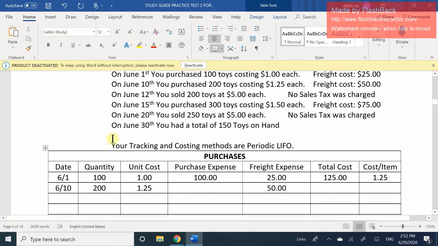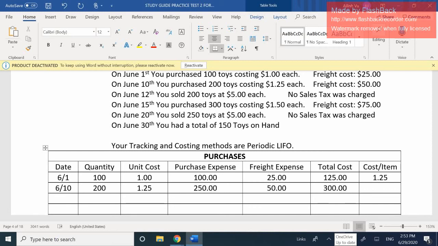Okay. All right. So how much is my total purchase price here, or purchase expense? Is it 250? I'm still doing the equation. 200 times 1.25 equals 250. All right. Plus 50 gives you what? A total of 300.